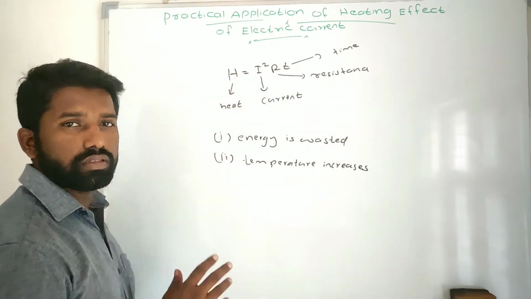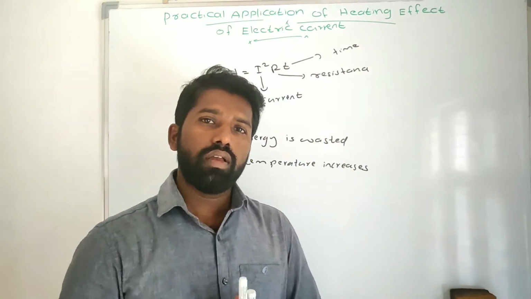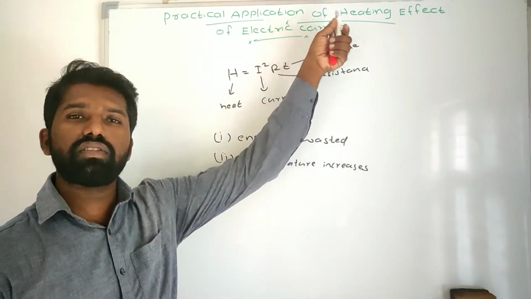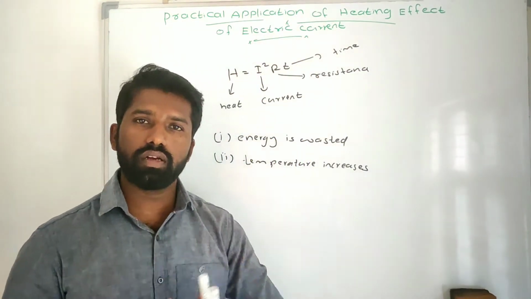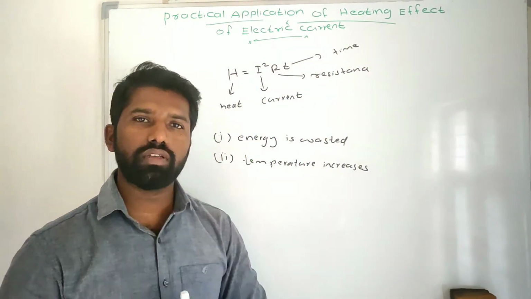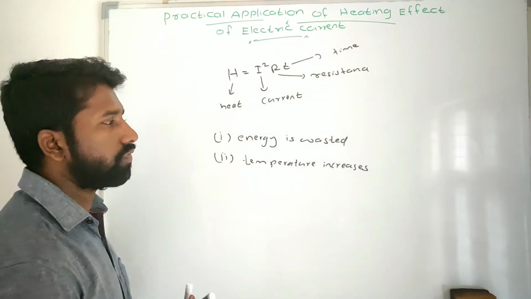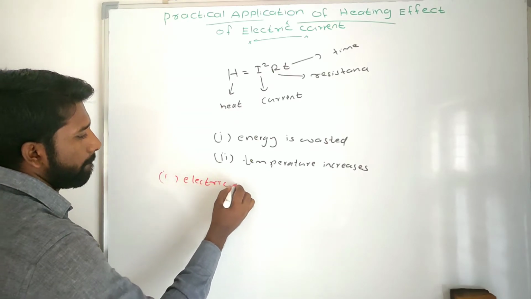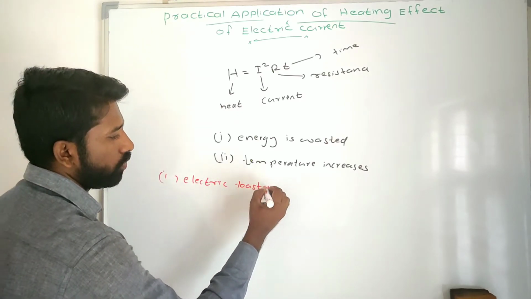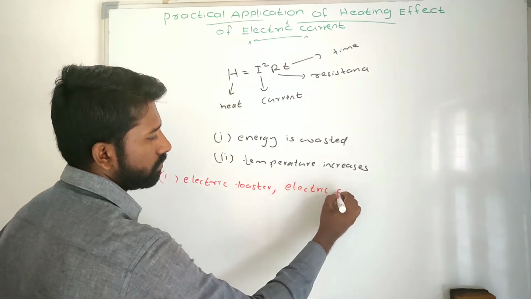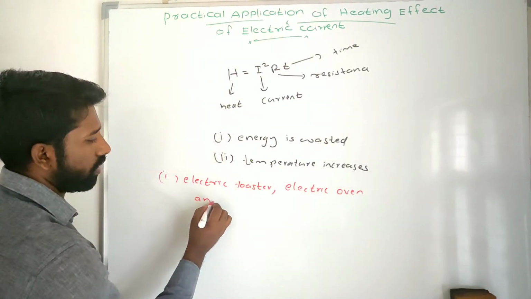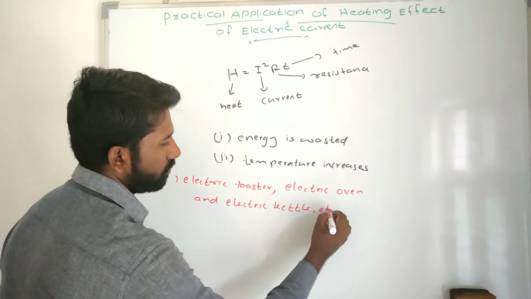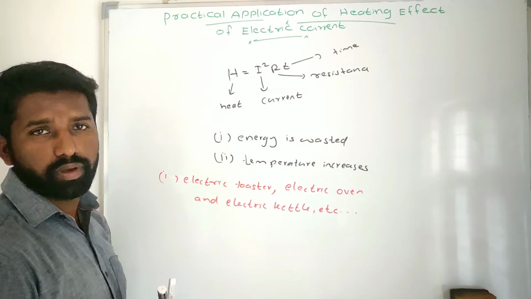Due to these reasons we can say that the heating effect is undesirable, but in some devices, the heating effect of electric current is the working principle. That is the set of devices we will discuss now. The first set of applications is the electric toaster, electric oven, and electric kettle, etc.